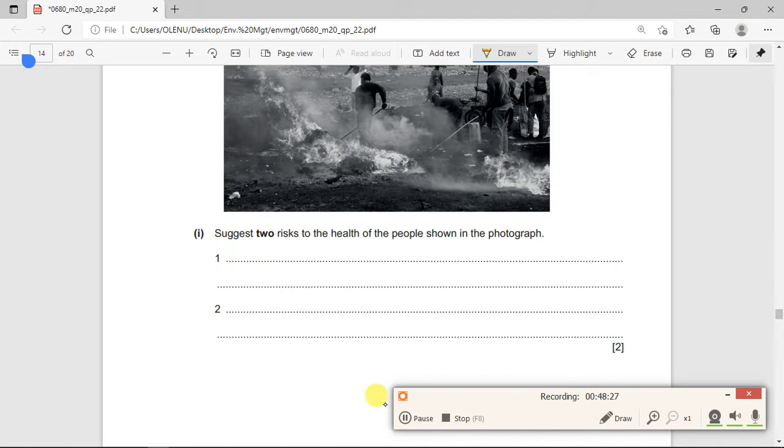Okay. Now, suggest two risks to the health of people shown in the photograph. One, it can cause asthma because of the fumes leading to breathing difficulties. Another problem is it can cause lung cancer, and also eye irritation because you will not be able to see properly.